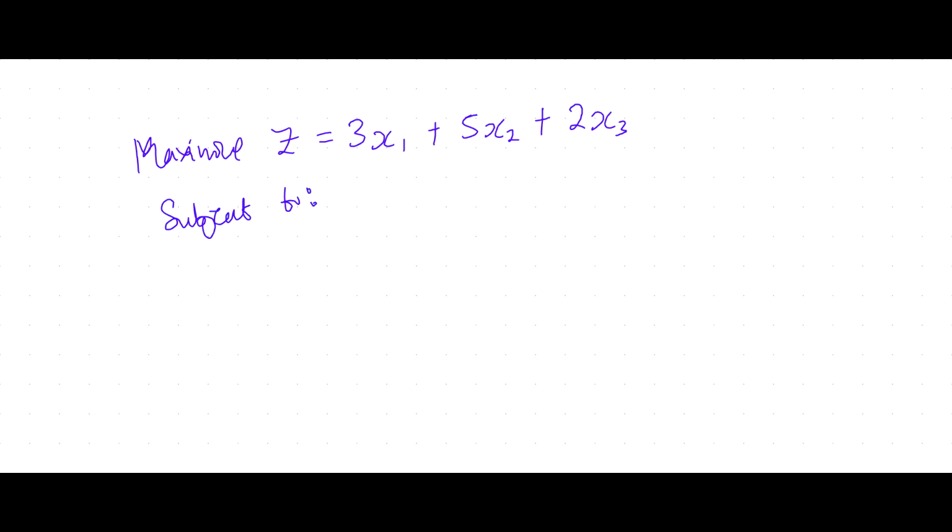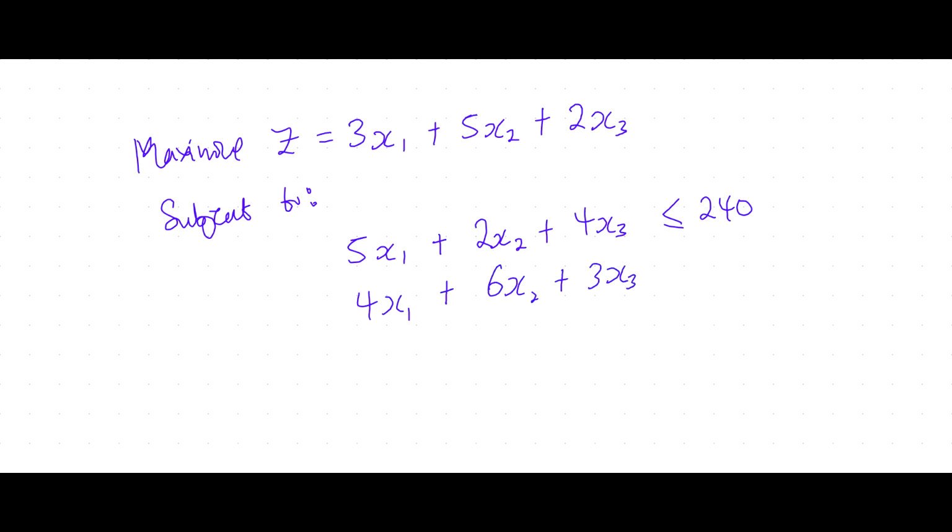The labor: 5x1 plus 2x2 plus 4x3, which is less than or equal to 240. Then the material is 4x1 plus 6x2 plus 3x3, less than or equal to 400.